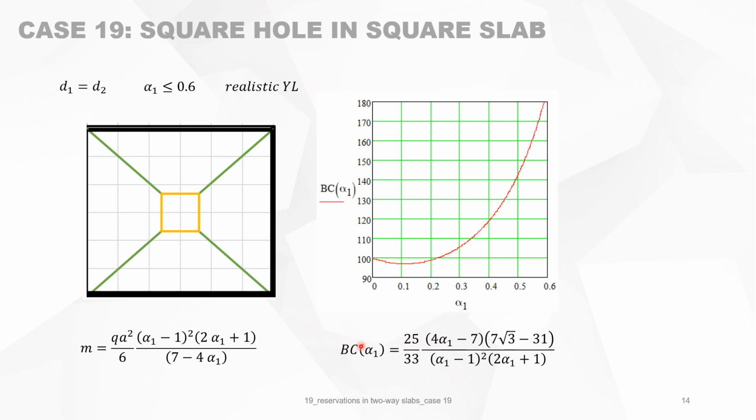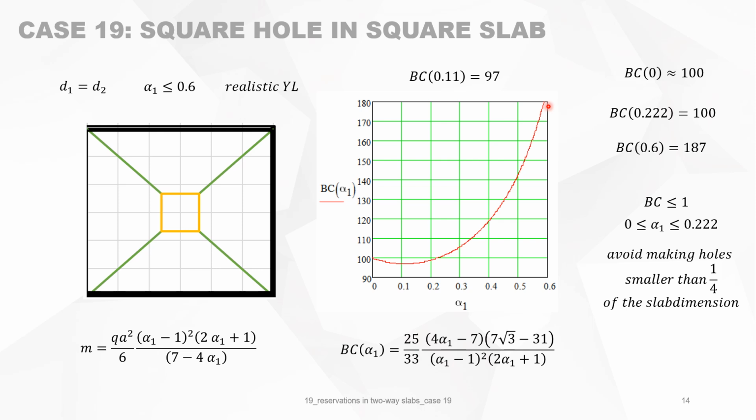Written in a formula, it's equal to this. This is the red curve. And we see here the maximum. You can easily calculate the maximum of this formula. You will see that the maximum is at alpha 1 equals to 0.11, and it is 97. Maximum, I mean a minimum, a maximum of loss, but it's a minimum value. The bearing capacity for alpha 1 0 would in fact be 100%. And for 0.22, it's also 100%, which is this point. And for alpha 0.6, on this side is 187%.